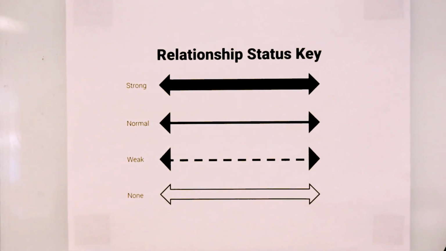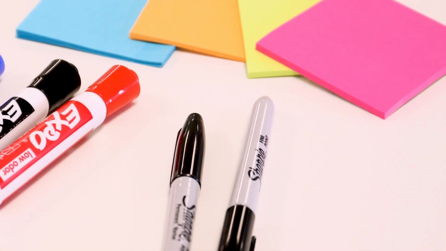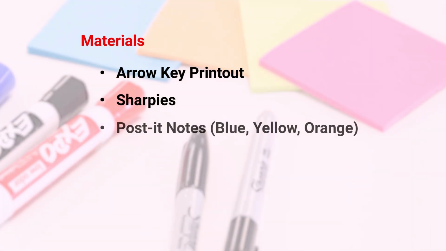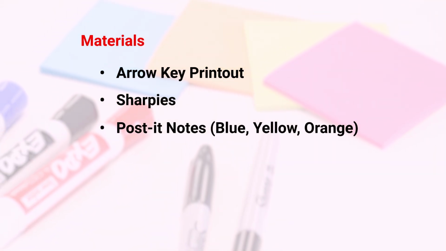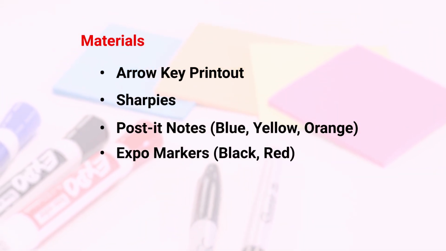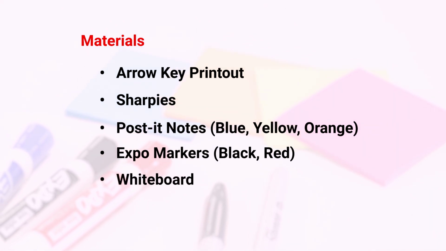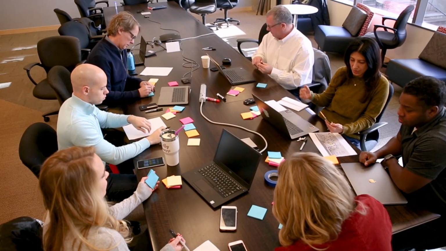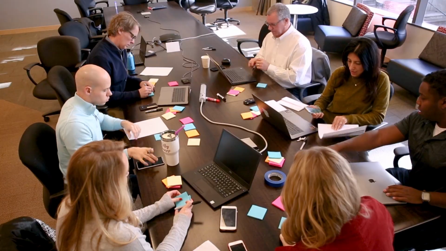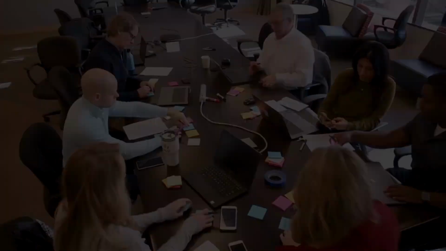Print a copy of the stakeholder map arrow key. Have plenty of Sharpies and Post-it notes in blue, yellow, and orange. Get 2 colors of Expo markers and have a whiteboard ready to write on. Once each person has their sticky notes and a Sharpie, the next step is to identify and define the stakeholders.